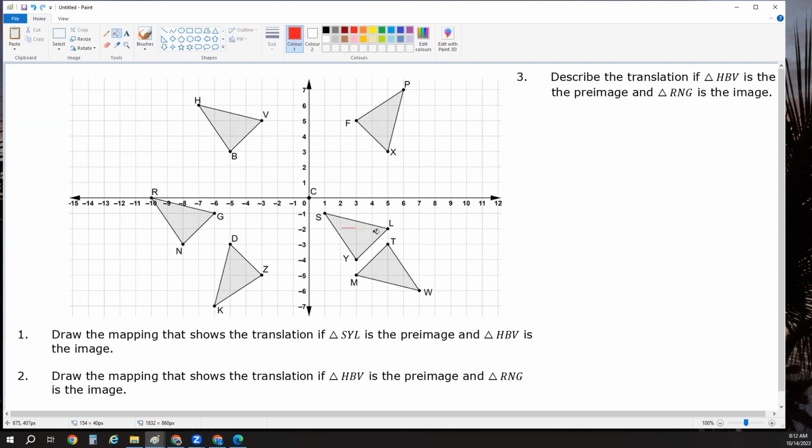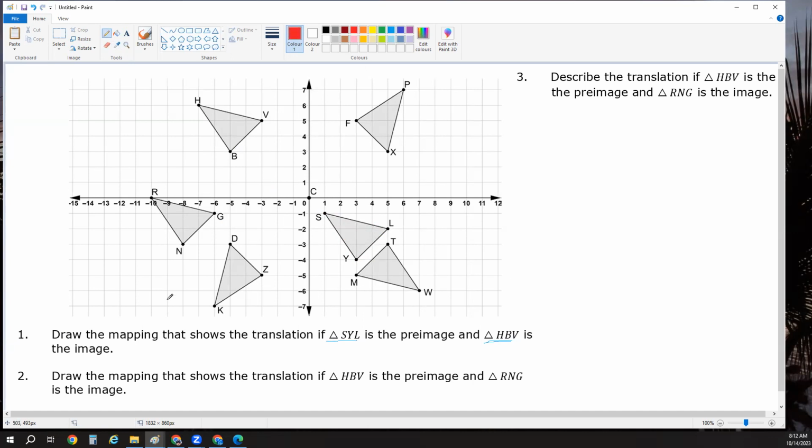What happens if I do that? Doesn't feel like I thought it would. That's all right. So triangle SYL is the pre-image. We're going to call that one green or blue, and BPV is the image. Okay, so I'm going to make these lines red here.